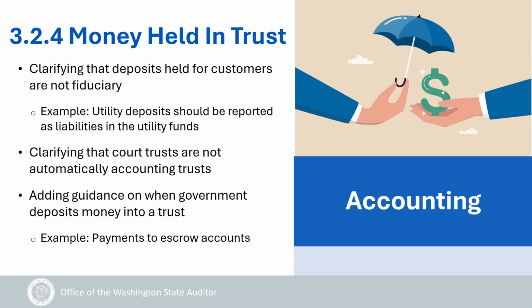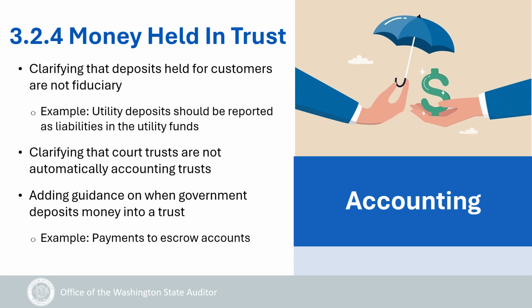The next updates are for the money held in trust BARS page. We are clarifying that when your government holds deposits for your own customers, that is not fiduciary activity. One of the most common examples is when a utility fund requires deposits from customers. That is reported as a liability in the utility fund. It is not custodial activity.